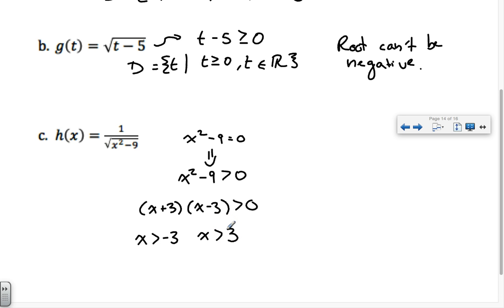And so what I can do is write this in set builder notation. I cannot write this as a compound inequality, but what I can say is the domain is the set x such that x is greater than 3 and x is greater than negative 3, and x is greater than 3. And x is still in the reals.